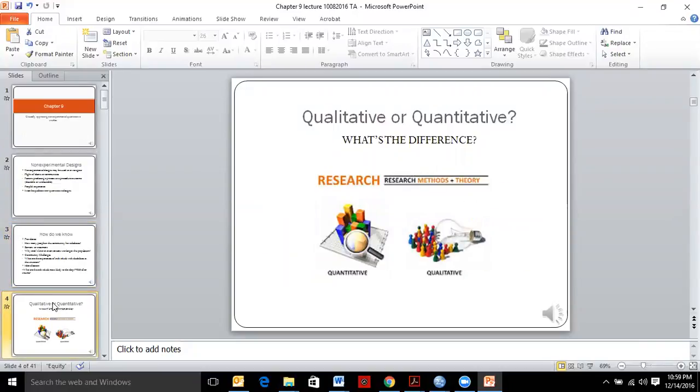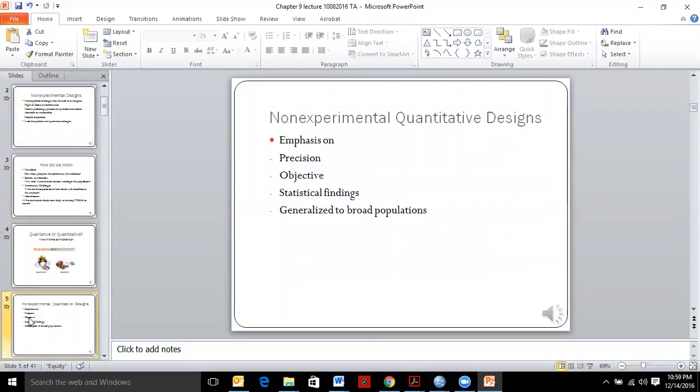So we mentioned earlier that the non-experimental design can be qualitative or quantitative. So what is the difference? In quantitative designs, we emphasize precision, objective and statistical findings, in addition to generalizability of these findings to broader population.